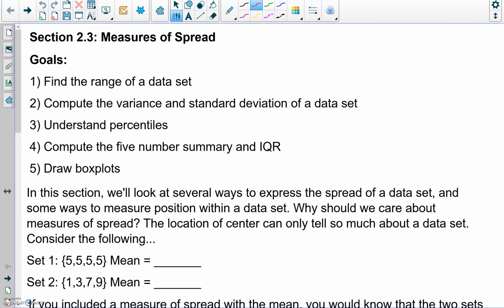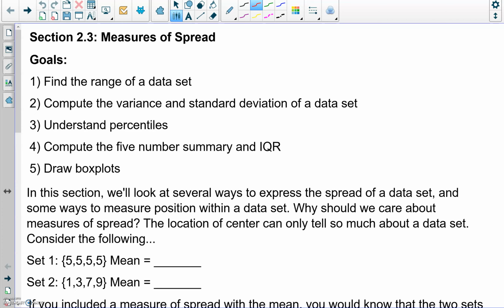Section 2.3, Measures of Spread. The goals here: we want to find the range of a data set. We're going to compute the variance and standard deviation of a data set, two very important concepts in statistics. We're going to look at understanding percentiles, and then to finish it off, we're going to do two things that are related. We're going to compute the 5-number summary and IQR, and then we're going to draw box plots.